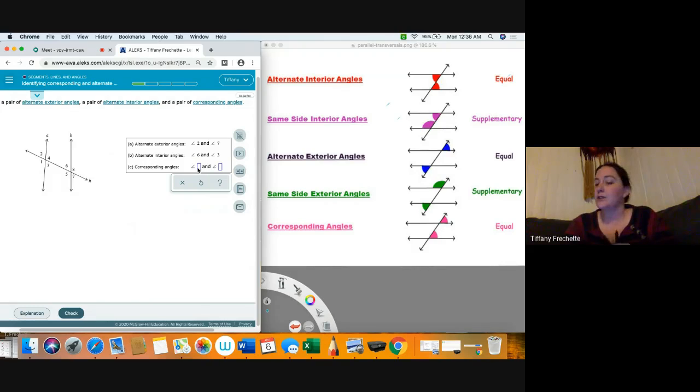Corresponding angles, again, you can choose any angle you want. It has a corresponding position. So let's go with 6 again for this one. 6 is on the left side of the line, and it's on top of the transversal. So if I go to the next line, I want to slide over here. Since this was on the left side of the line, I want to make sure I go to the left side of the line, and I want to stay on top of the transversal. So it would be 2 and 6.